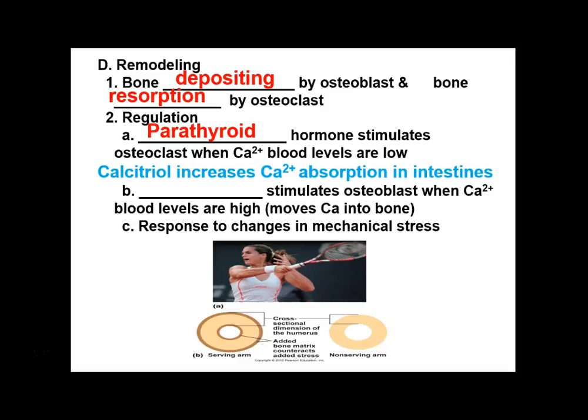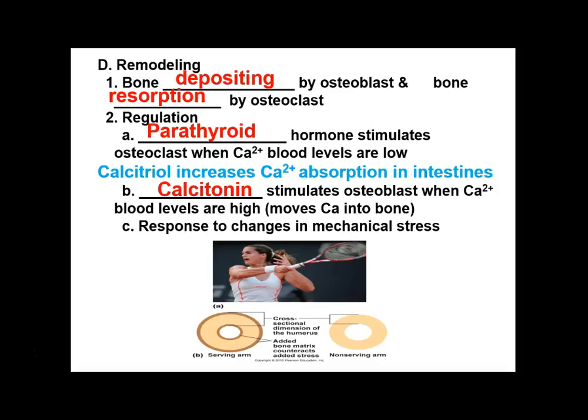Calcitriol helps us to absorb calcium in our intestines. So it, along with parathyroid hormone, helps to regulate and keep our calcium levels correct in our blood. But what if our calcium levels are high in our blood? Well, then we're going to store it into our bones, and that's going to be with the hormone calcitonin. I always think calcitonin into the bone. So that means parathyroid must take it out of the bone.